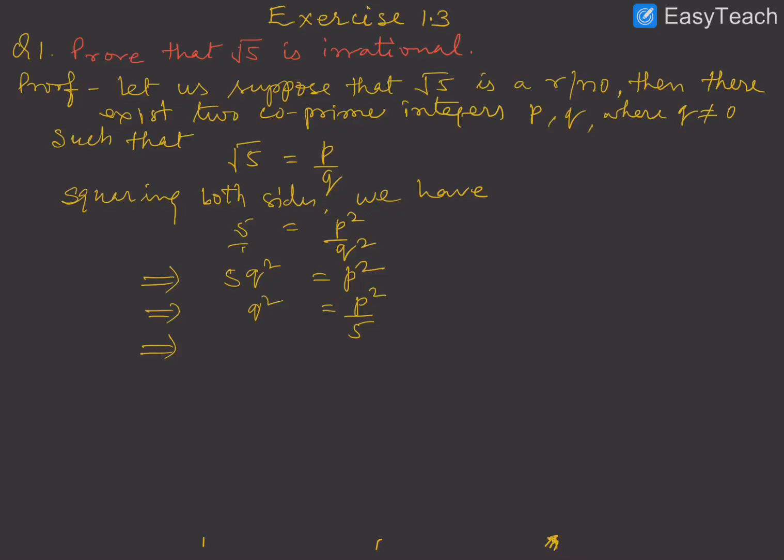What this implies that p square is divisible by 5. Hence, p is also divisible by 5. There is a theorem regarding this. You can read.